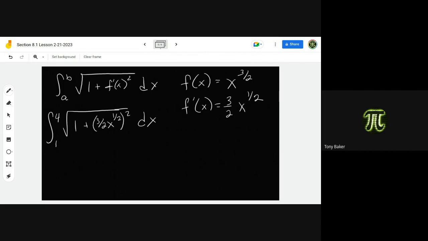All right, we good up to that point? Now we just got to do our integral. So let's try to clean up the inside as much as I can, simplify it down, and see what method I need to use to solve this one. So I have 1 plus 9 over 4 x.